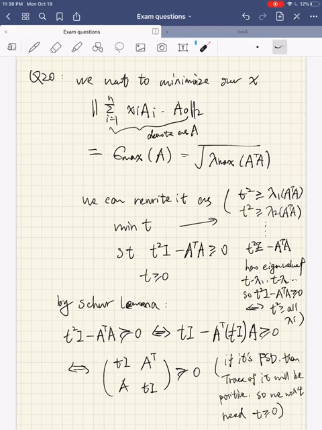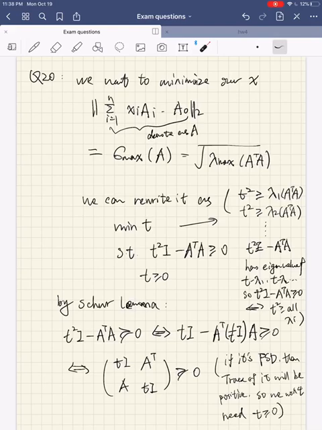And then how are we going to represent all of these conditions using semi-definite programming? So what we need to do here is define such a matrix. We can simply prove that this matrix will have eigenvalues t minus lambda 1 and t minus lambda 2 of the matrix A transpose A.